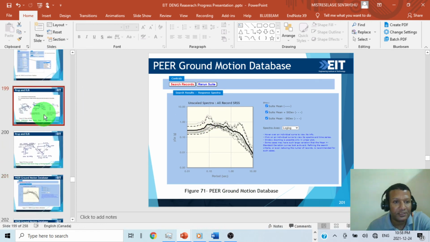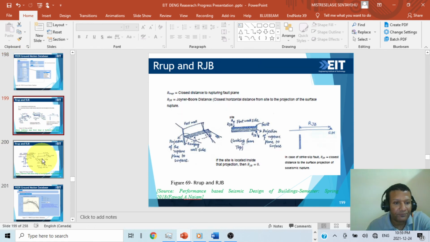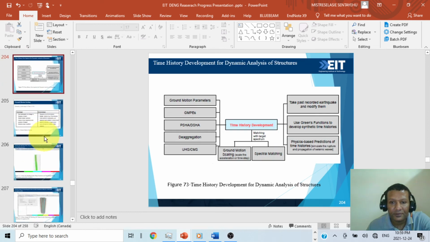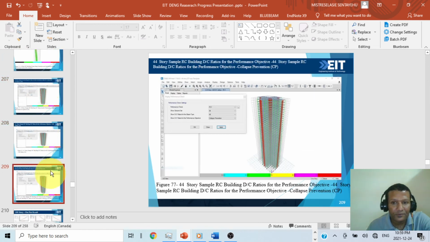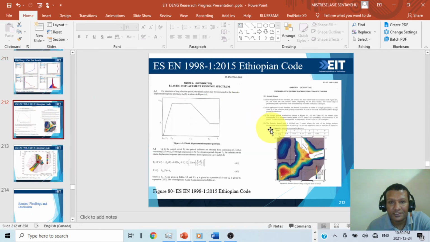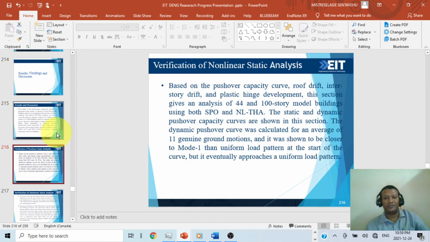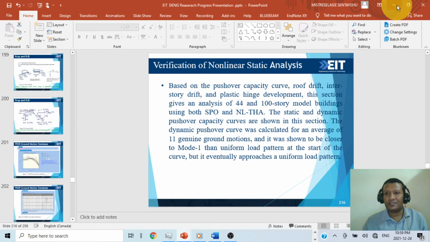The Joyner-Boore distance, what is the rupture distance, and everything we see here, all this was discussed, and scaling was also discussed, and the result for nonlinear, and this is for the Ethiopian code, and the results and findings will be discussed. So in a nutshell, that is the discussion.